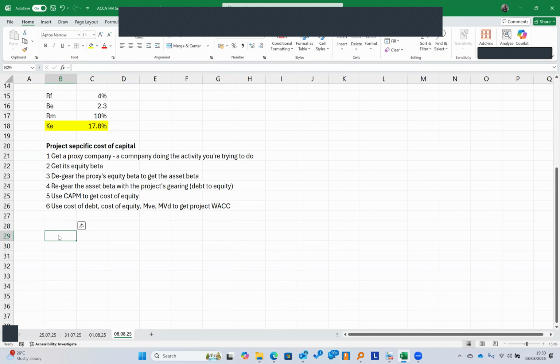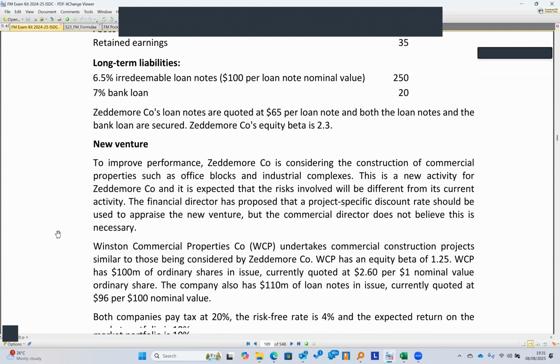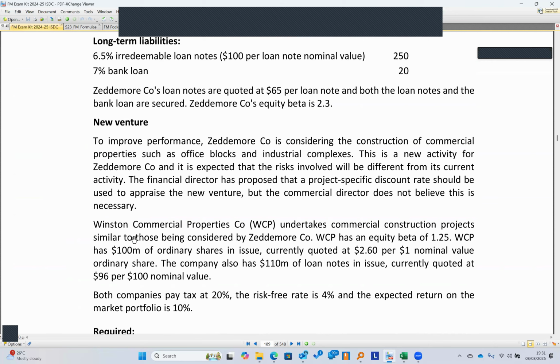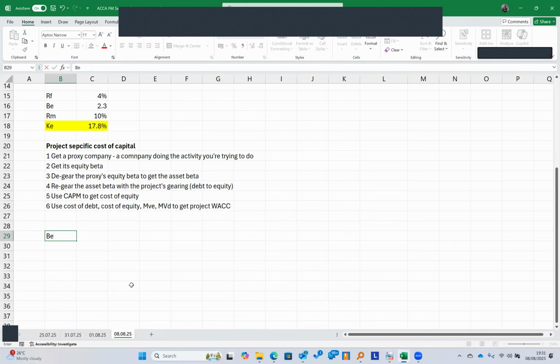So, proxy company, we have it already, Winston. How do we get its equity beta? We find out whether they have given it to us, or in the real world, you would go to the finance portal and you get it. So equity beta is 1.25. So Be equals 1.25. So that is step 2.